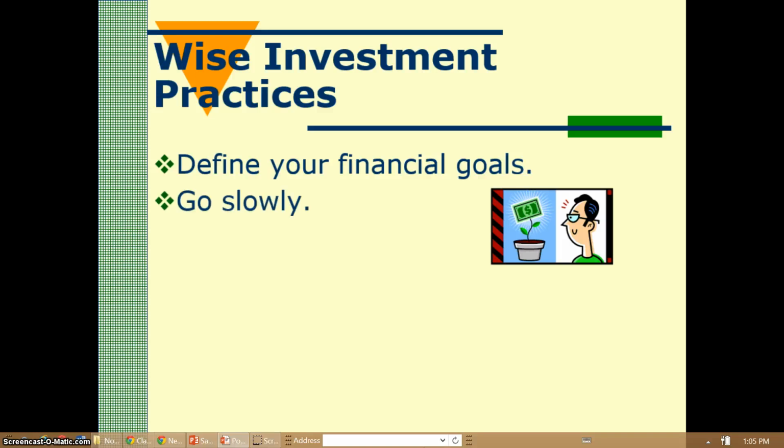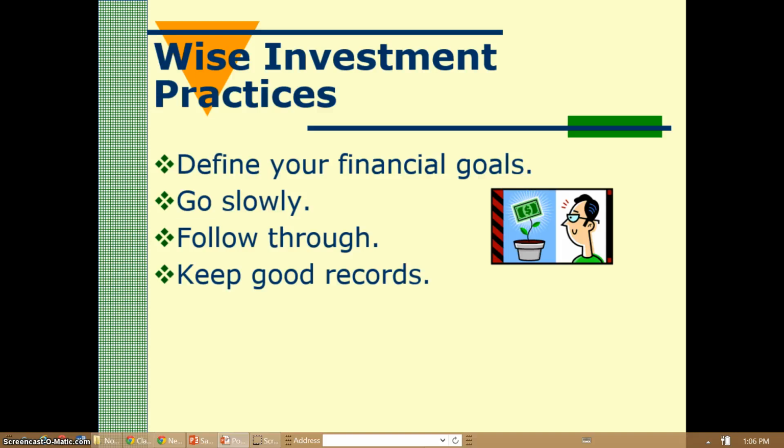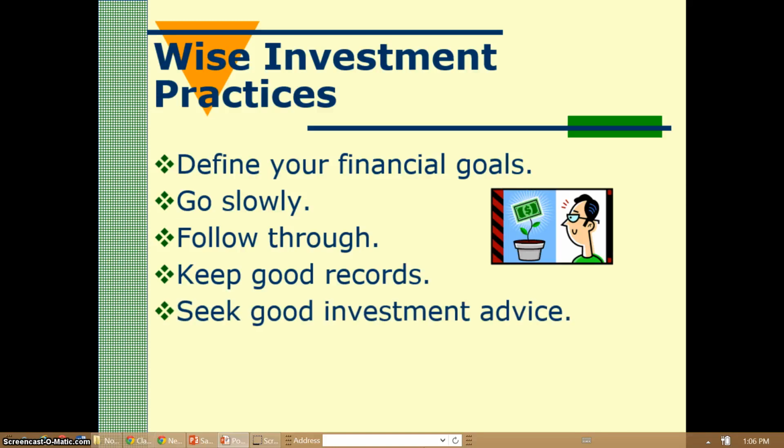You want to go slowly because you want to be well educated and well informed on what are the different types of investments that are out there, the costs that are associated, and such. You want to follow through. If you want to establish good financial goals, then work with a financial advisor to determine what kind of investment growth you need to have and how much money you need to be setting aside. Keep good records, because many of these are going to be needed for tax paperwork, and so you need to have receipts and documentation for all of your transactions.